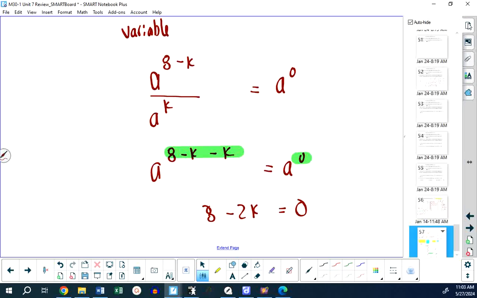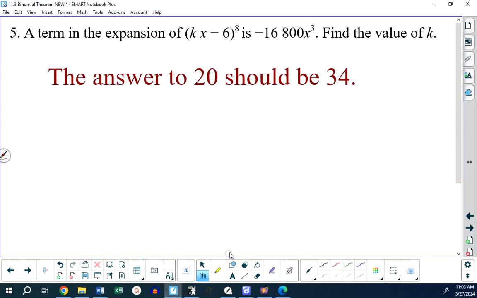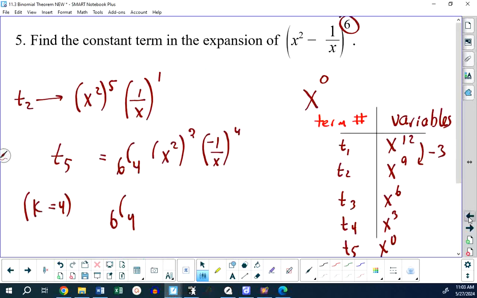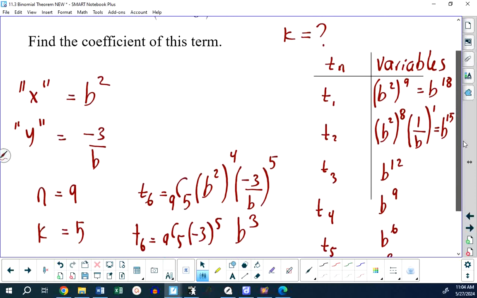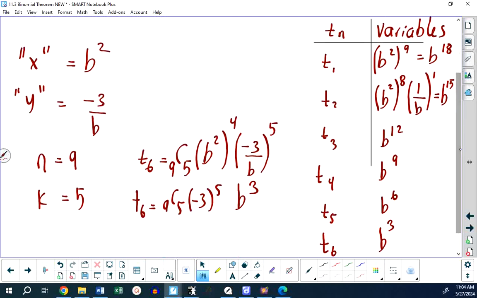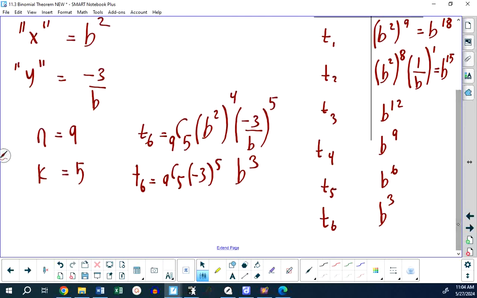I want to go back here to a problem that we did last week. We did a constant one, so let's do this one. We completed this last week. In this expansion, which term has b cubed? And we did this table, and we reasoned out that b was dropping by 3 each time, and we figured that b cubed was the 6th term, so that meant k was 5, and then we were off and running. Do you remember doing that? I mean, maybe not specifically, but I'm not speaking Greek to you, right? You understand what I'm saying?